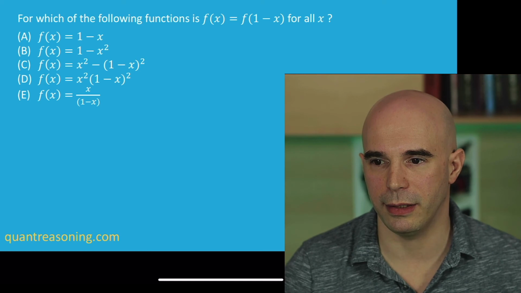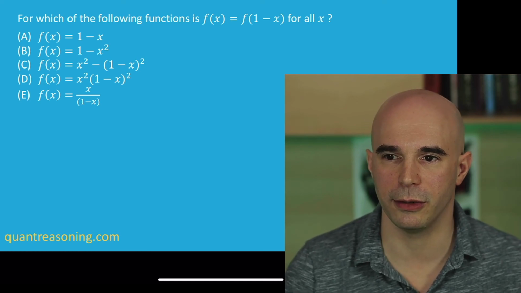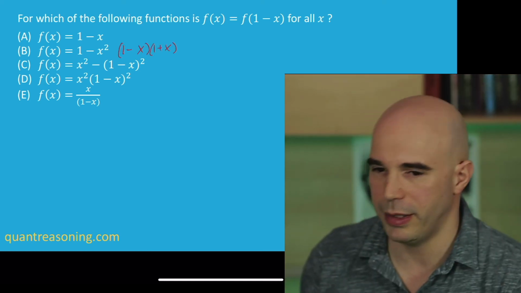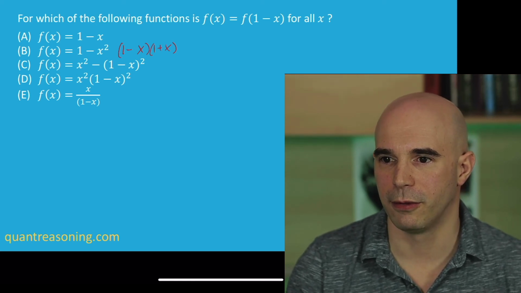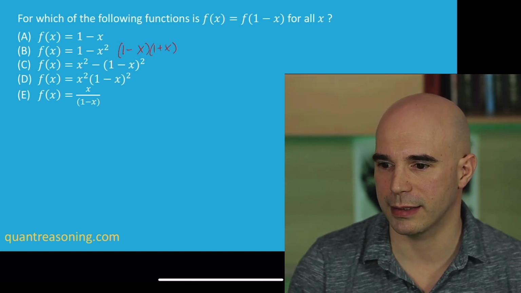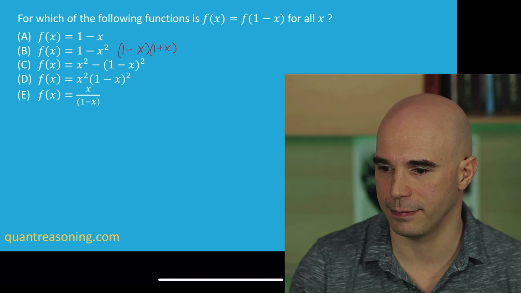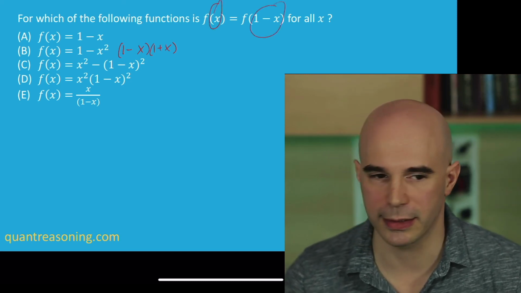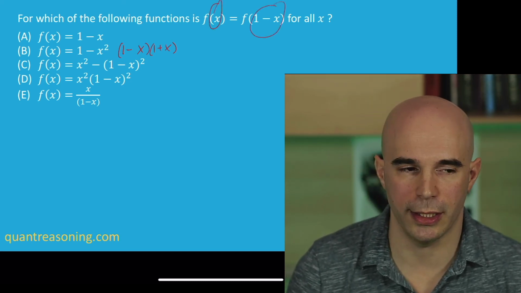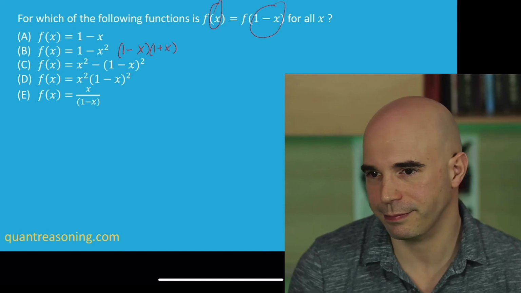Now B, if you're clever enough to notice the special product, B has a very nice symmetry going on for 1 minus x and 1 plus x. You see that? But we're looking for a symmetry for x and 1 minus x. And answer choice A doesn't have any symmetry.